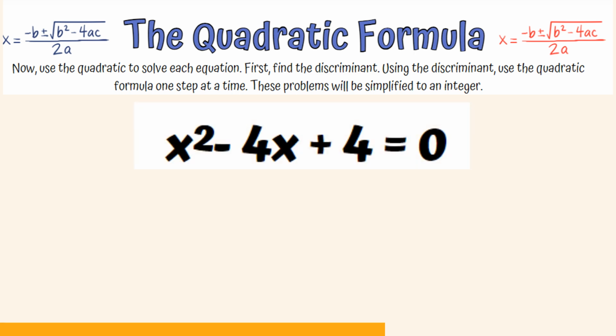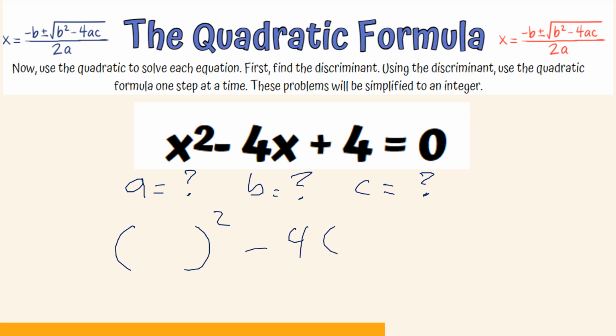It's going to work just the same. We're going to figure out our A, our B, and our C. A is our x squared coefficient, B is our x coefficient, and C is our constant. Then we're going to find the discriminant.